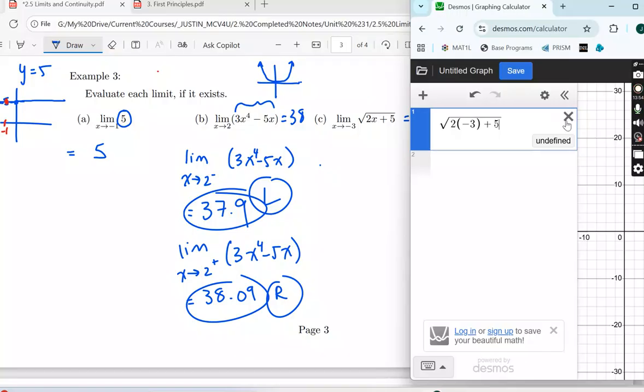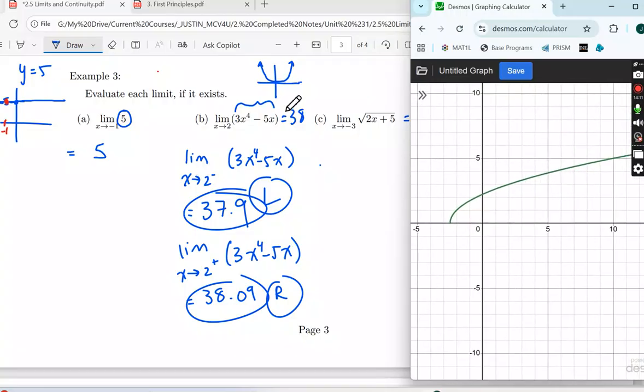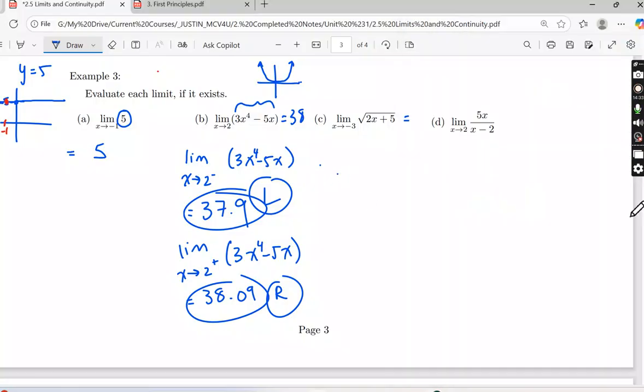In fact, let's cheat further. I guess cheat's not the right word to use here, but let's use our resources a little bit further and sketch this graph, okay? So if I look at this, I can see, this is the graph for square root of 2x plus 5. I just graphed it on Desmos. And I can see here that that point is at -2.5. We are looking for the limit at x equals -3, which is just beside it. I don't even see a graph there. So chances are the limit doesn't exist. Okay? But again, we're going to test it out from the left and the right.